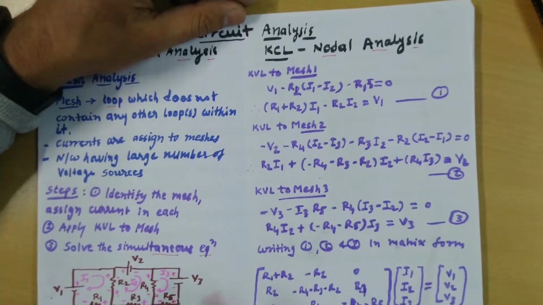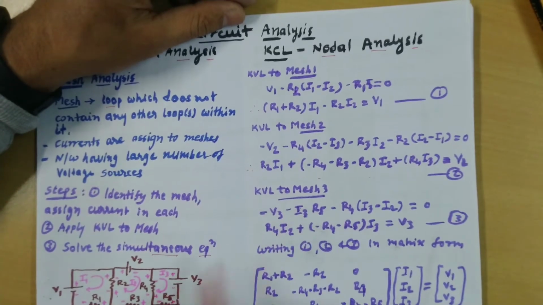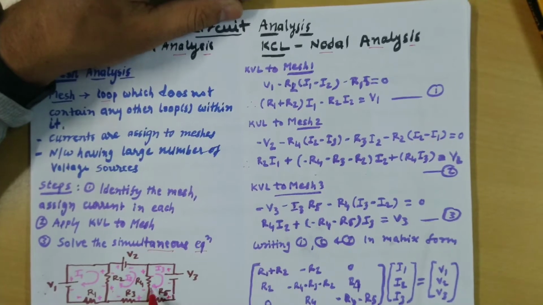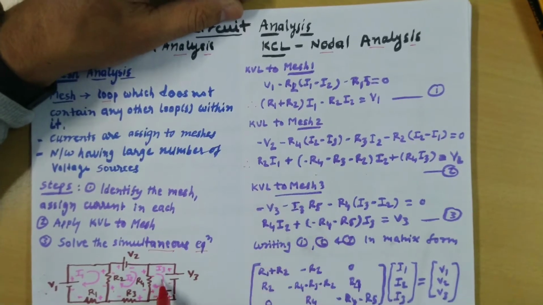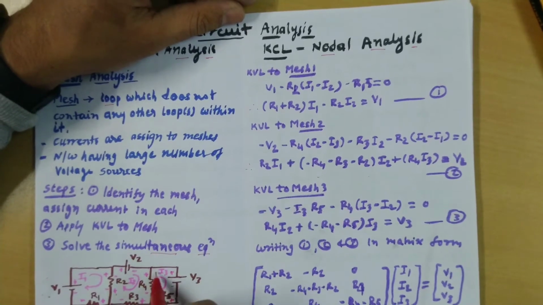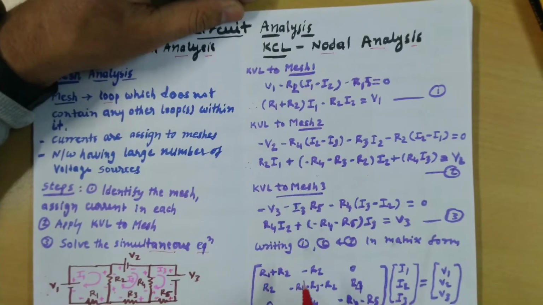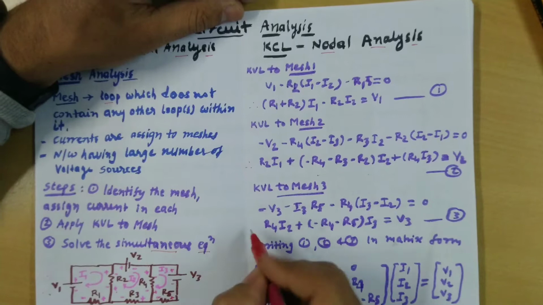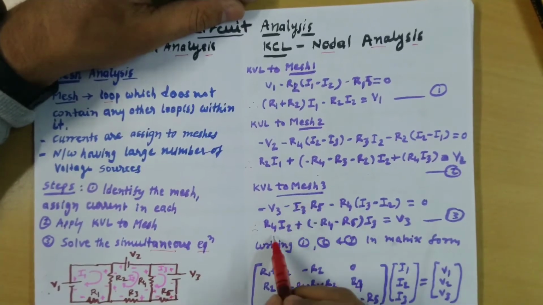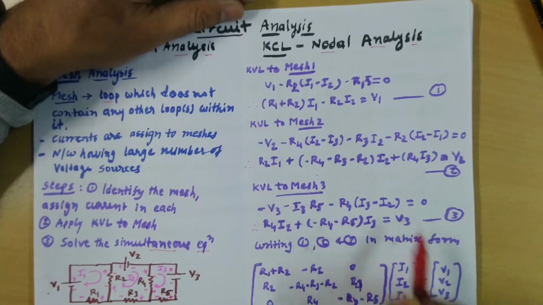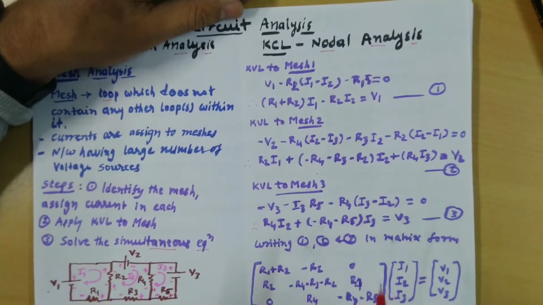Now positive to negative, minus R5 multiplied by I3, minus R4 multiplied by, there are two currents in this branch, I3 and I2. I3 is going upward, I2 is going downward, that's why I3 minus I2 is equal to 0. So simplifying this equation or converting in the form of simultaneous equation, R4 I2 plus minus R4 minus R5 I3 is equal to V3. This is equation number 3.